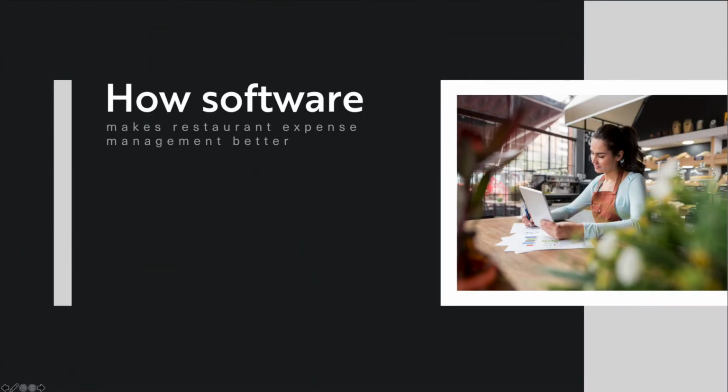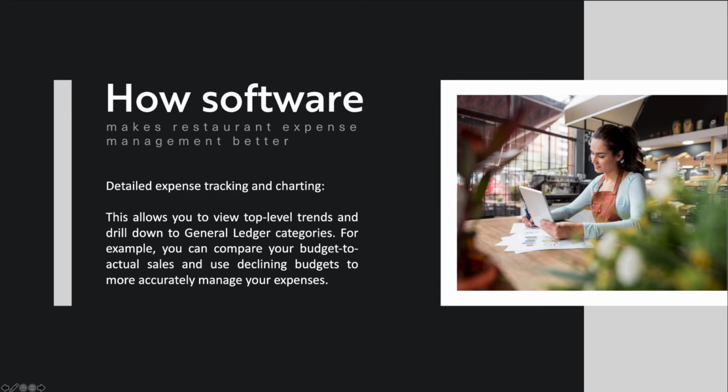Now that we have a bit of an idea of all these different expenses to keep track of, well, how can software make restaurant expense management better? Well, modern software can significantly ease the labor burden of restaurant expense tracking and management. RASI's comprehensive restaurant accounting software offers the following: detailed expense tracking and charting. This allows you to view top-level trends and drill down to general ledger categories. For example, you can compare your budget to actual sales and use declining budgets to more accurately manage your expenses.